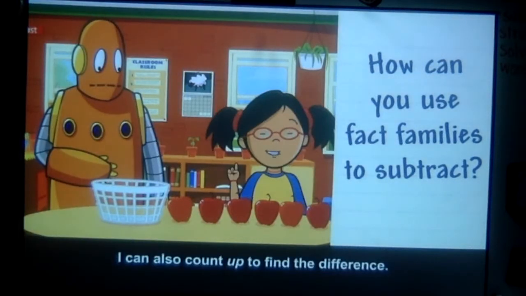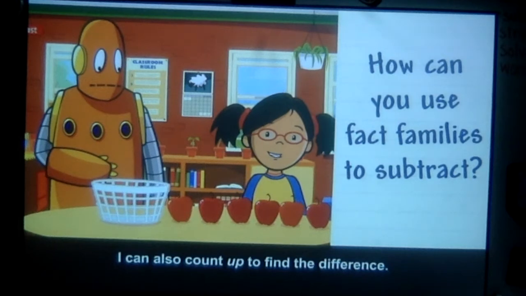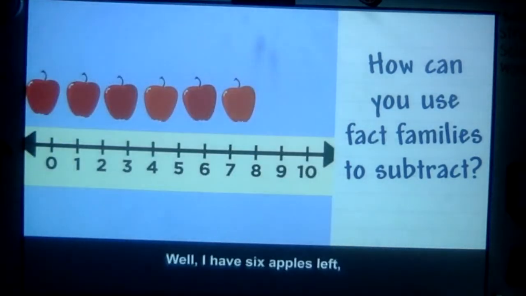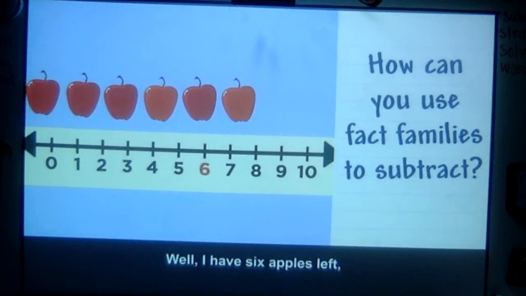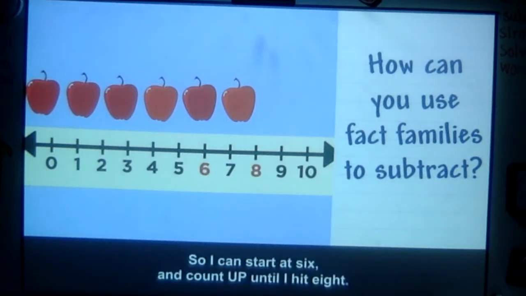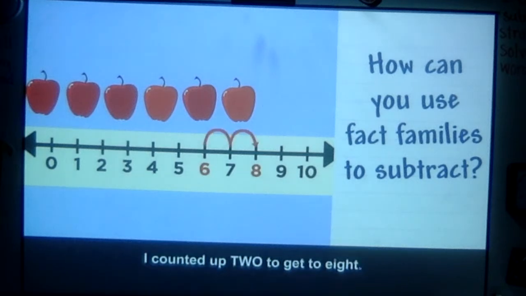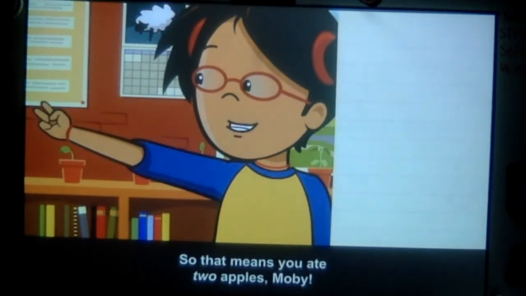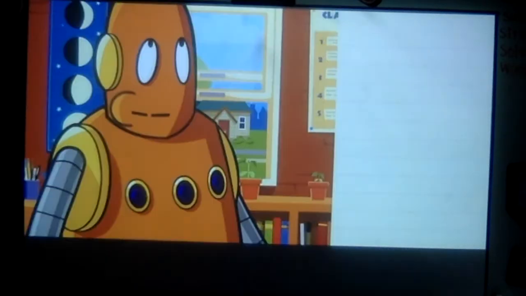I can also count up to find the difference. Well, I have 6 apples left, and I know I started with 8, so I can start at 6 and count up until I hit 8. I counted up 2 to get to 8. So that means you ate 2 apples, Moby.